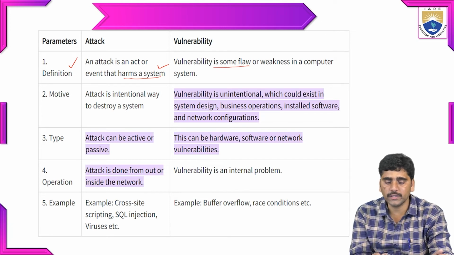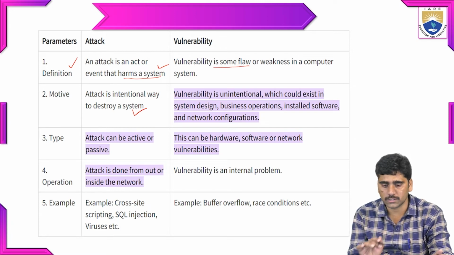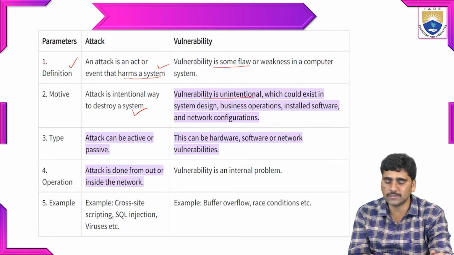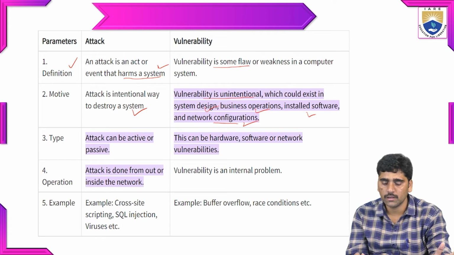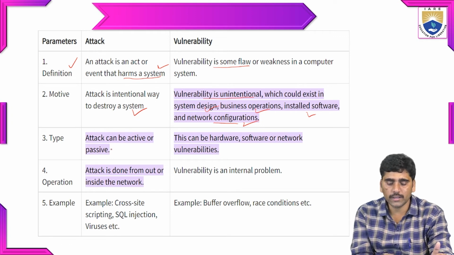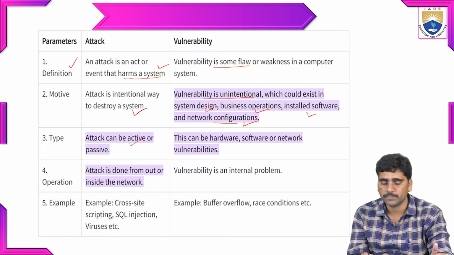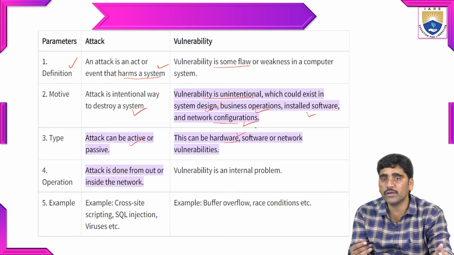The motive of an attack is intentional: to destroy a system. But a vulnerability is unintentional, and could exist in the system design itself, business operations, installed software, or network configuration. A vulnerability is not intentional, and an attack can be both active and passive. But a vulnerability can be a hardware, software, or network vulnerability.